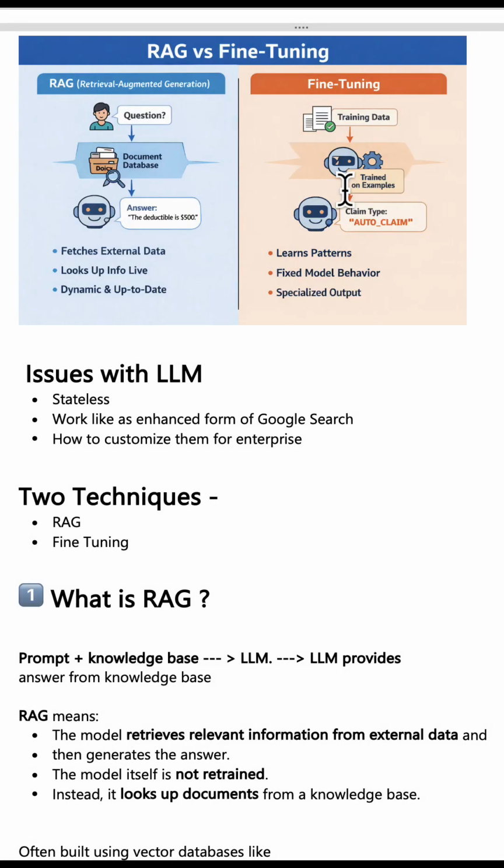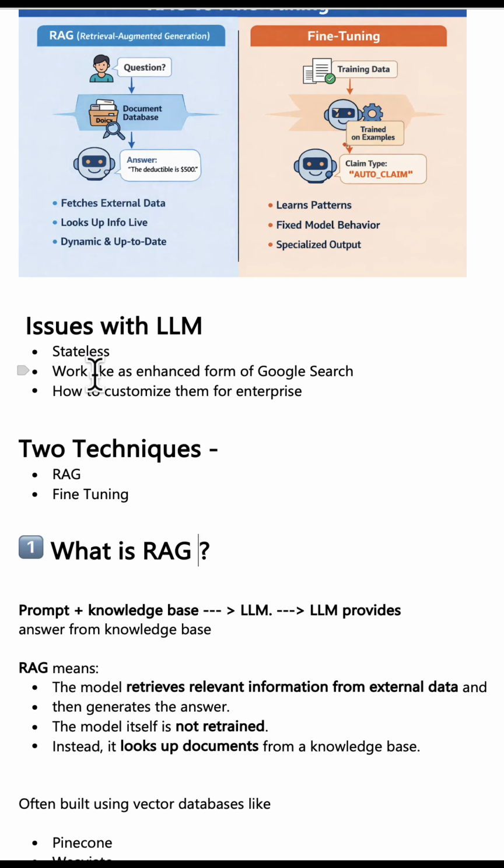Hi friends, in this tutorial I am going to quickly tell the difference between RAG and fine-tuning. RAG and fine-tuning are the two mechanisms by which you can customize or modify the behavior of your LLM model. First, understand the limitations or issues with the LLM.